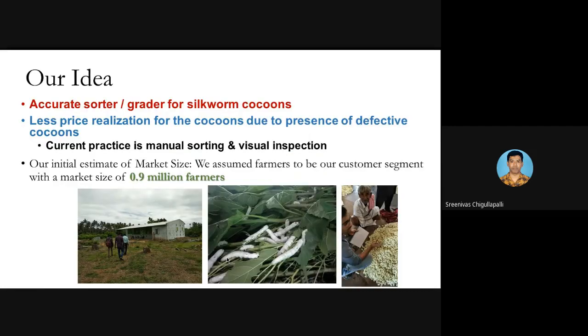So our idea was to design and develop this accurate sorter grader for silkworm cocoons. The initial problem statement and hypothesis was that farmers are getting less price for their lots in the market because of the presence of various defective cocoons in the lots. Farmers were doing this sorting manually at the field location and also in the markets. They look at the cocoons, look for some defects, and then sort them out. So we thought that if we develop this kind of intervention, we were estimating that at least 0.9 million farmers could be our potential customer segment.